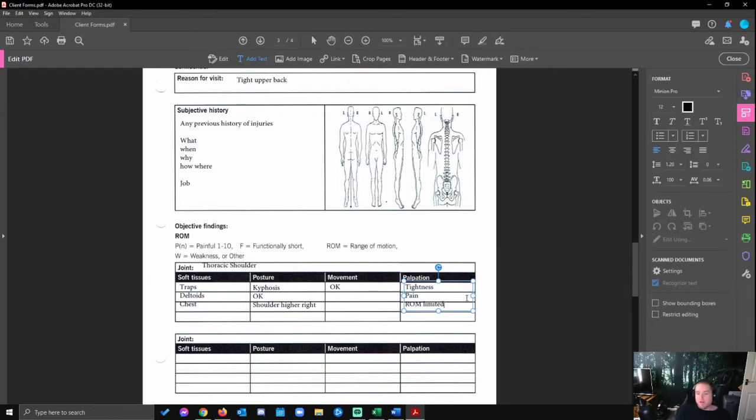Range of movement limited on left shoulder. So you can put all of that information in that box, but again, if everything's fine, just write okay.